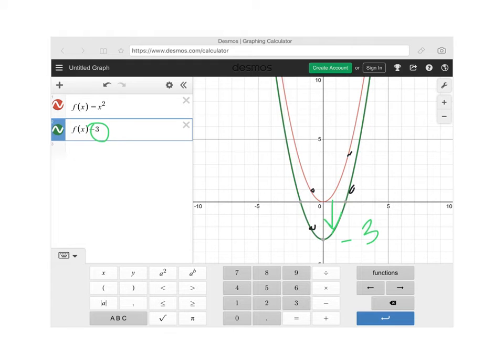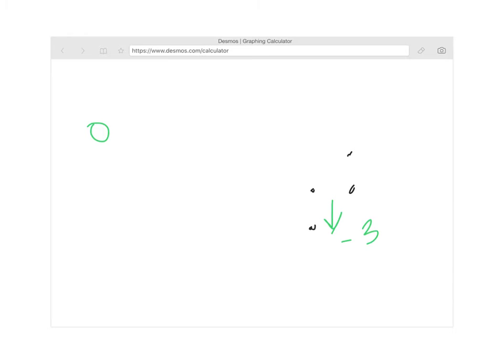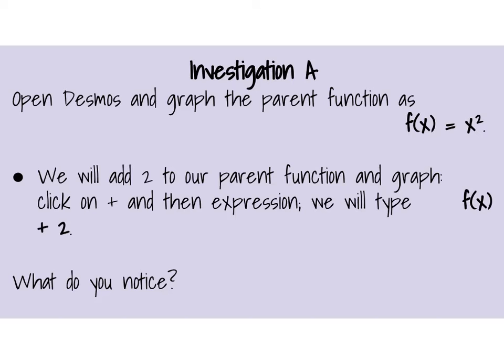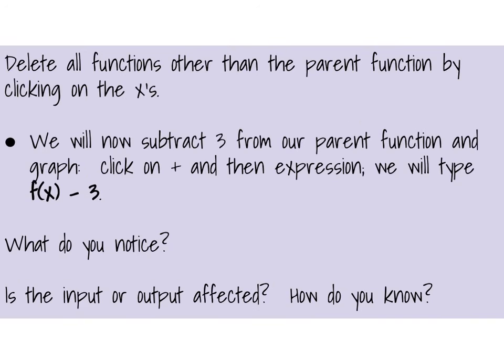So I'm going to hopefully erase here what I've done. Well, no, I can't. We took this page. All right, so sorry about that. Okay, so here we go. All right, in blue. What did you notice?